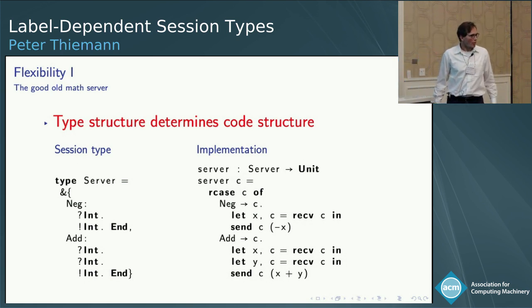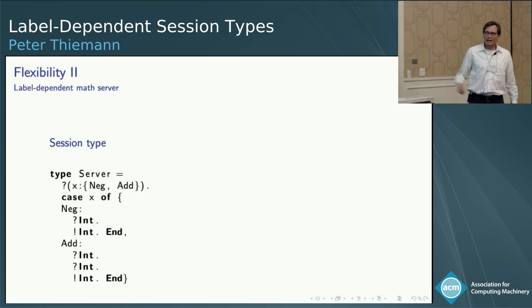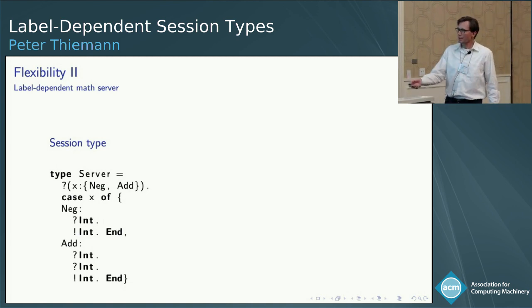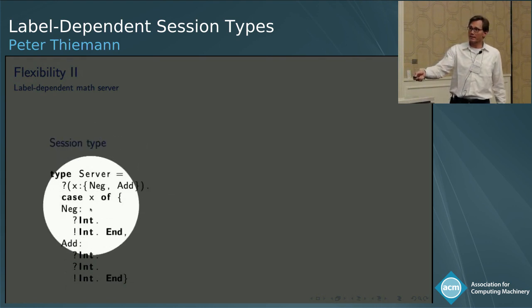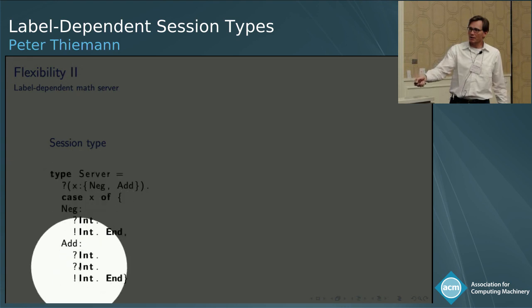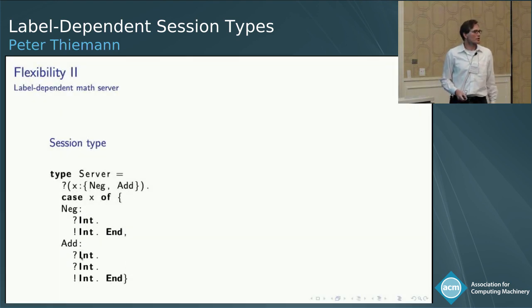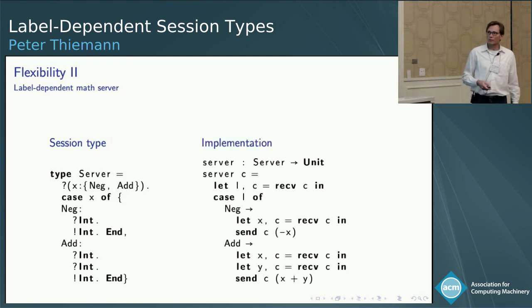Let's see now what happens if we move to the label-dependent setting. This is the same type after the encoding to label-dependent session types. Here the transmission and receiving of the command becomes explicit. Now we have the case dispatching, and the remaining part of the type is pretty much the same. So first, we can use this type structure again to derive a code structure, which looks like this. Here you have the one-to-one correspondence again, as in the previous case.